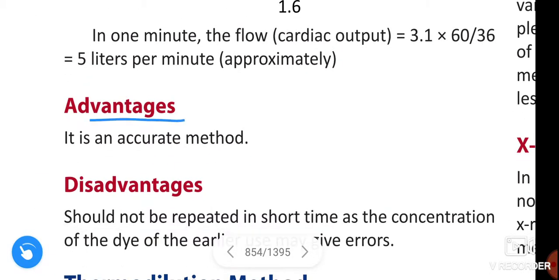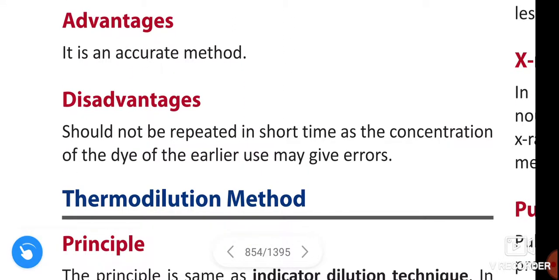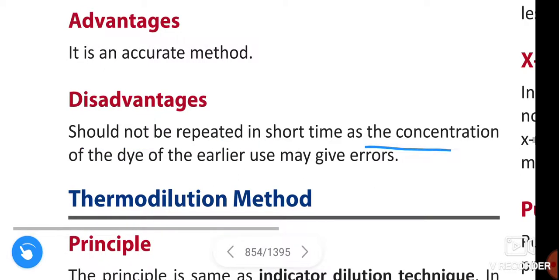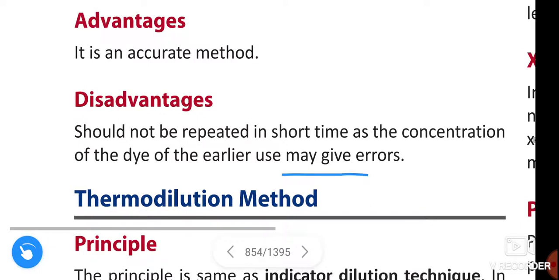Coming to the advantages, it is an accurate method. The disadvantage is that it should not be repeated in a shorter time, as the concentration of dye from the earlier usage may give errors.